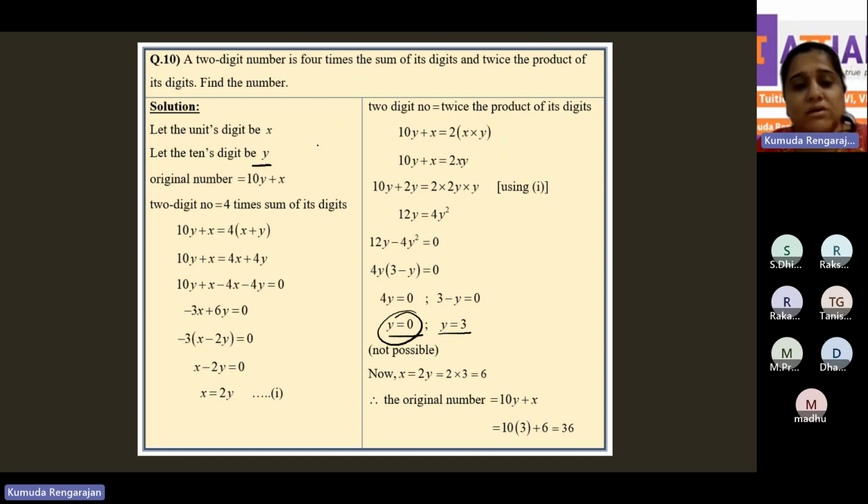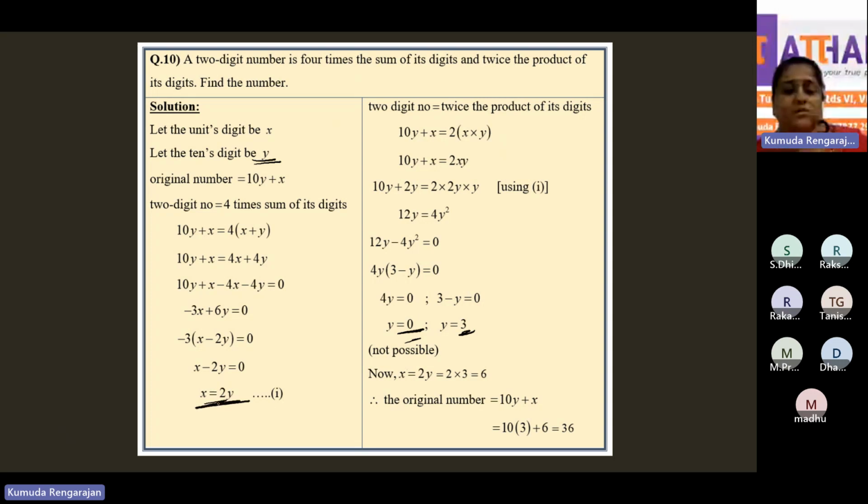It's a two-digit number. In a two-digit number, if the 10th digit is 0, then it's not a two-digit number. Like 05 is not a two-digit number. In that case, 005 will become a three-digit number. So the 10th digit cannot be 0 because it's a 2-digit number. So y is equal to 0 is not possible because y is the 10th digit and the 10th digit cannot be 0. So y is 3.